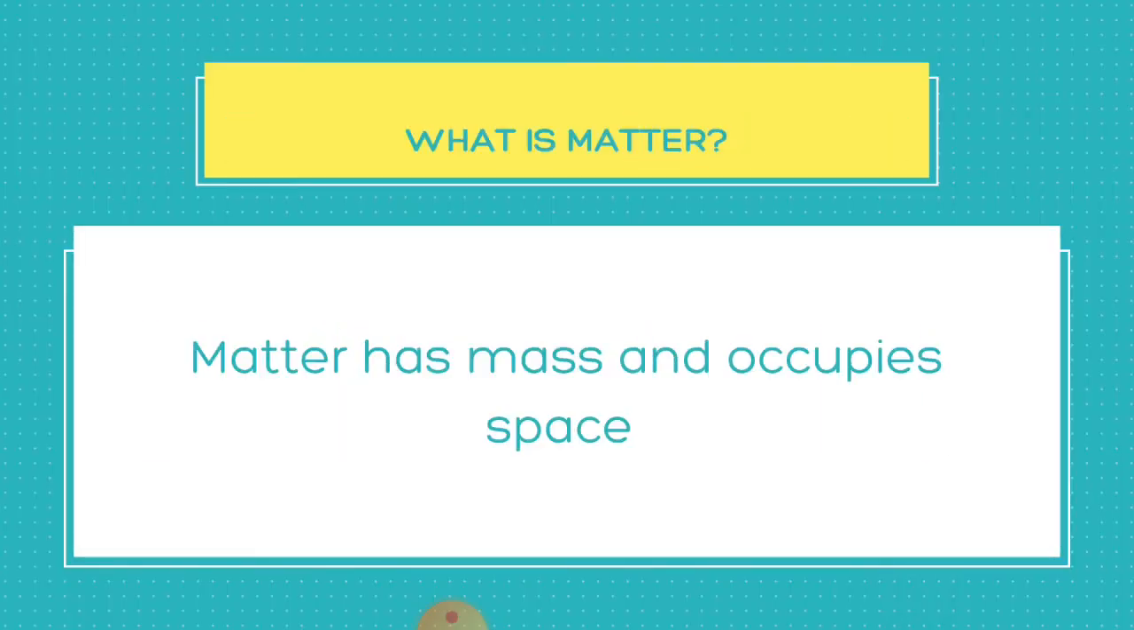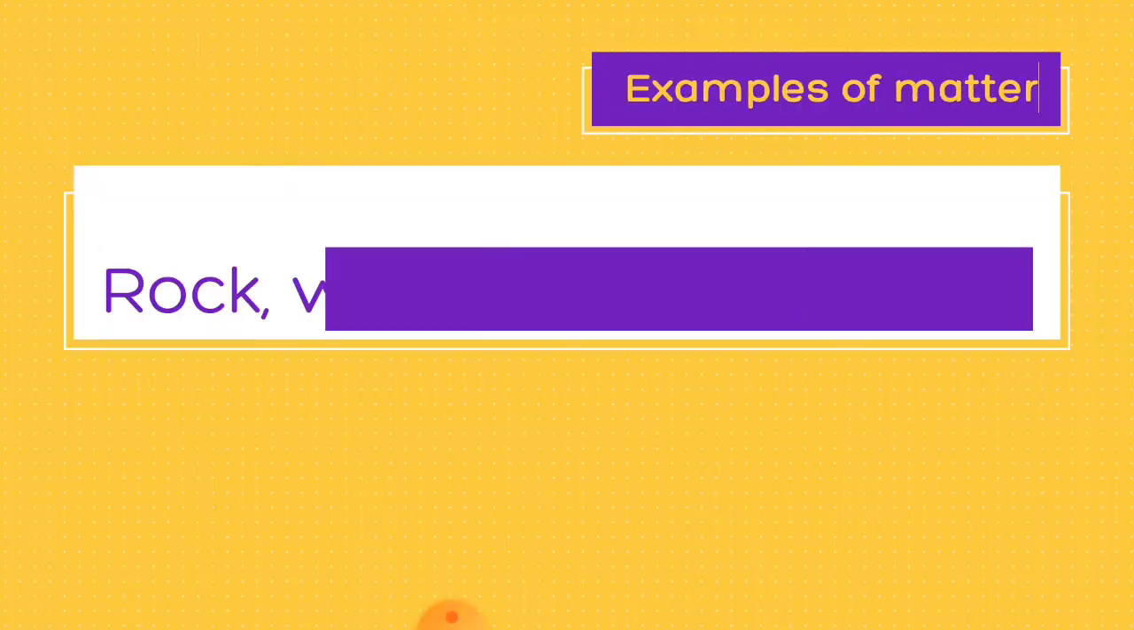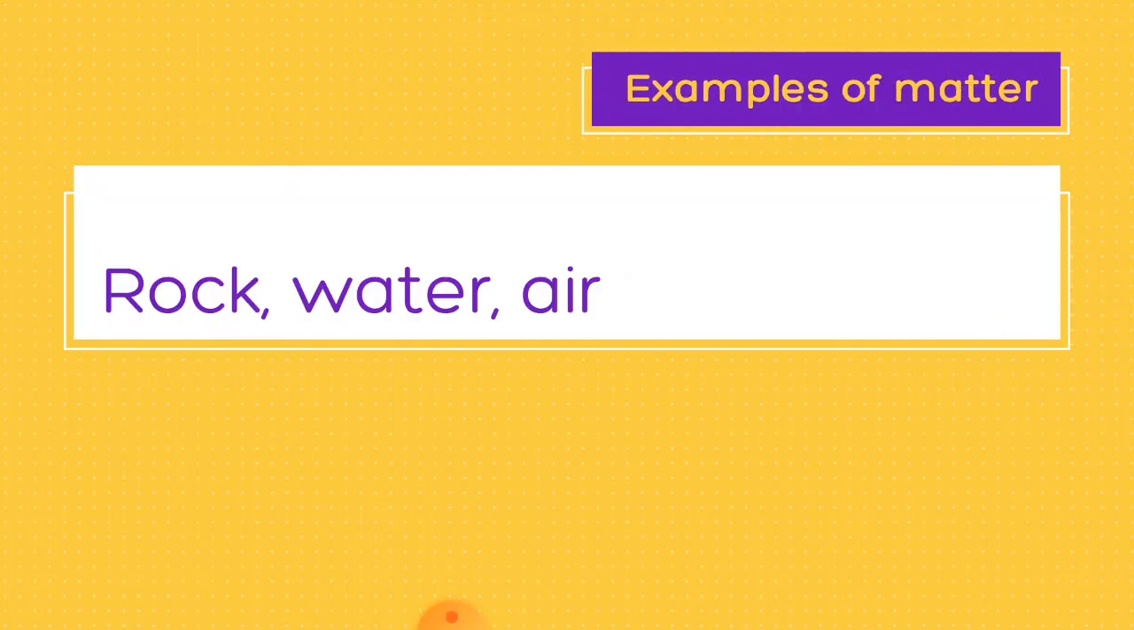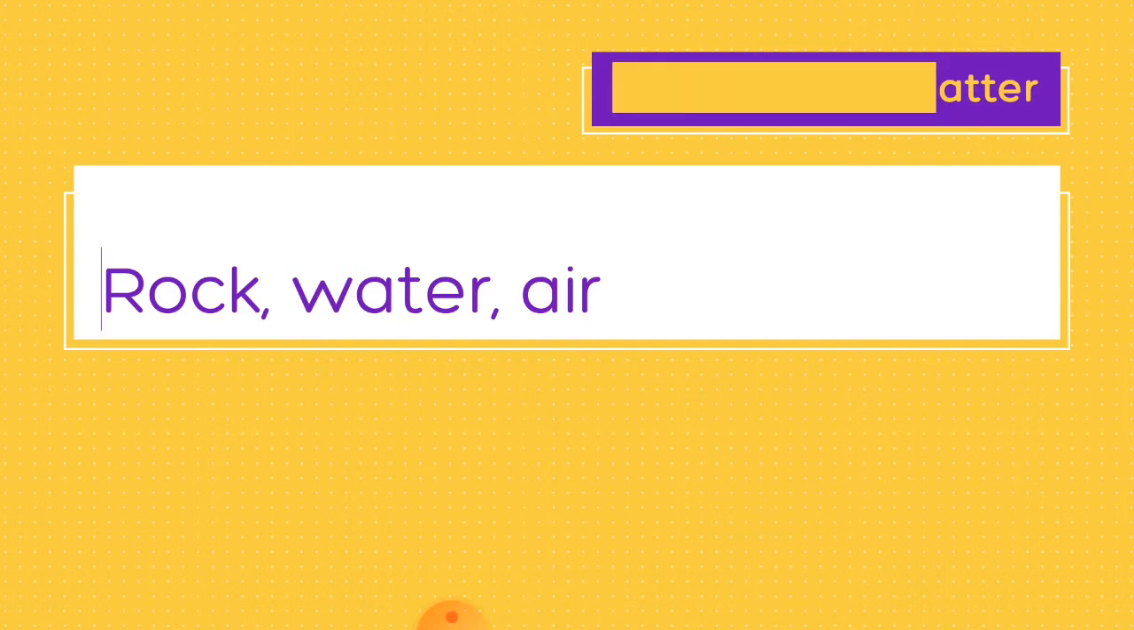What is matter? You already know this. Matter has mass and occupies space. Anything at all that has mass and occupies space is known as matter. Some examples of matter are rock, water, and air. Now, rock represents the solid state of matter. Water represents the liquid state of matter, while air represents the gaseous state of matter. You are familiar with this, aren't you?